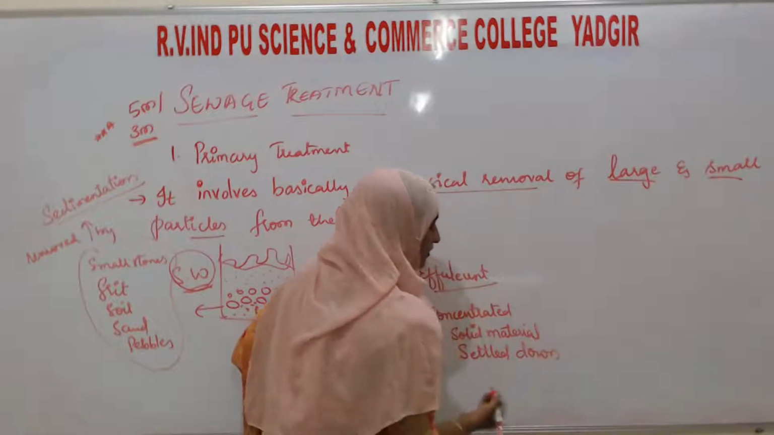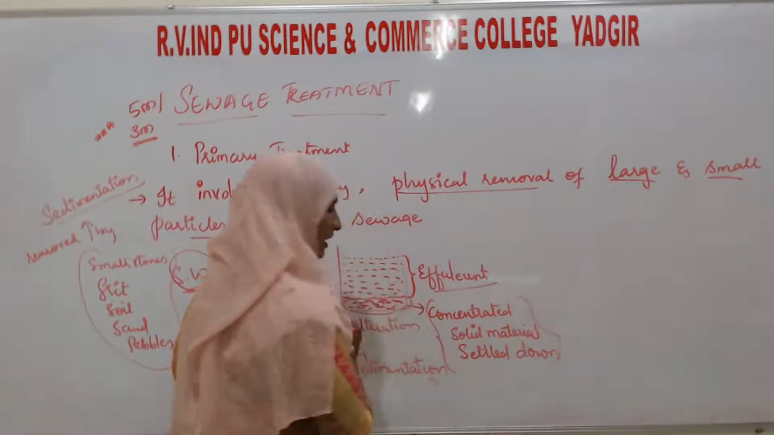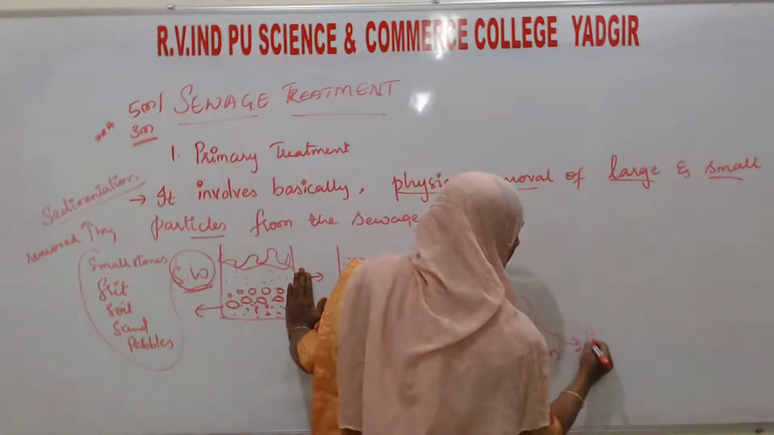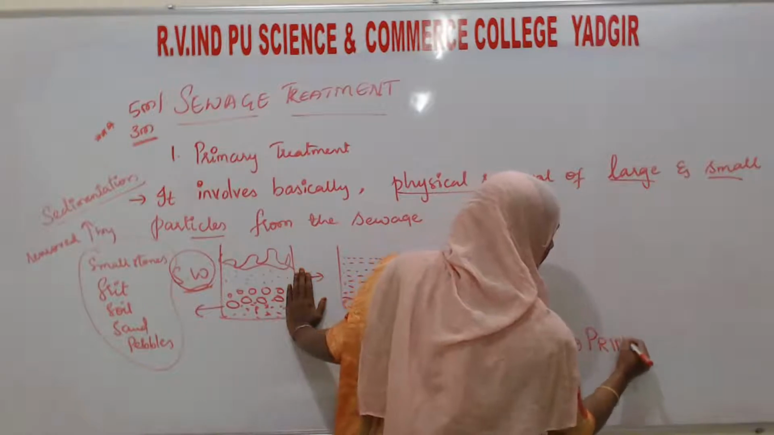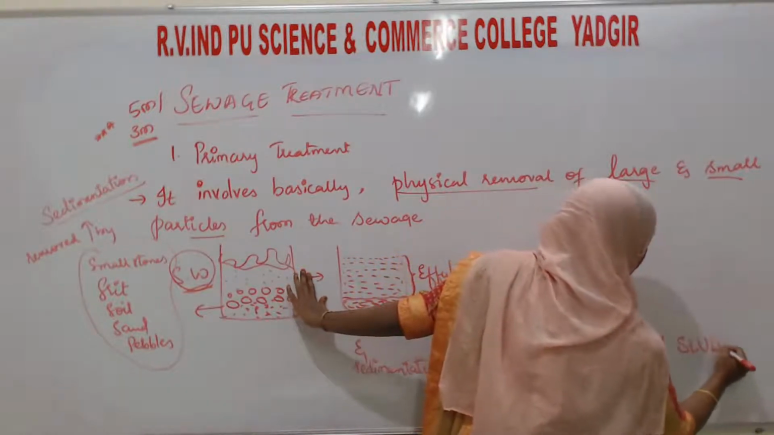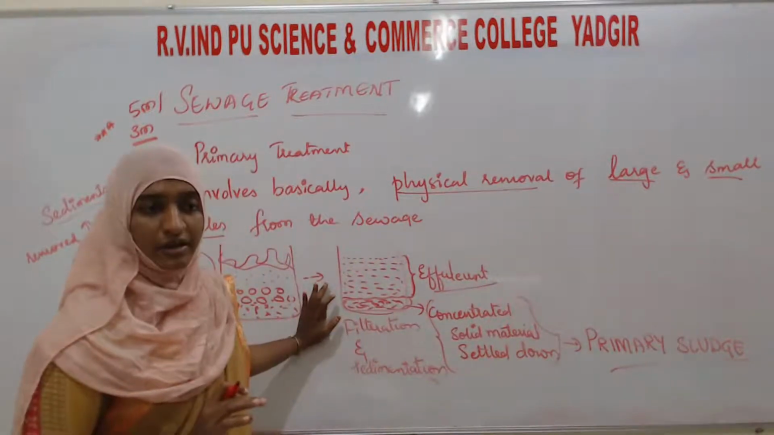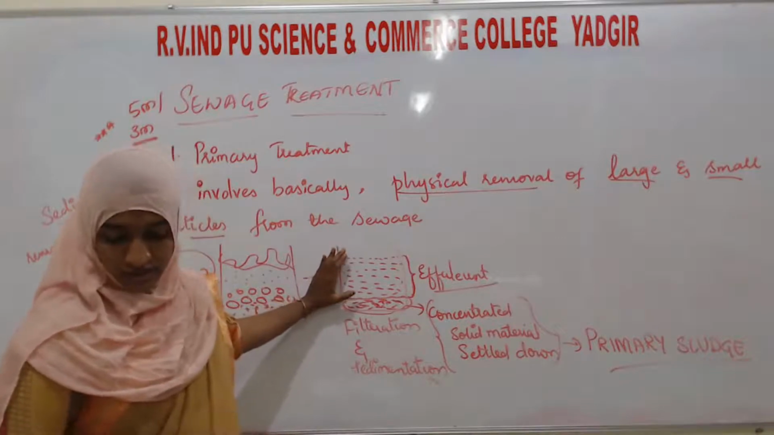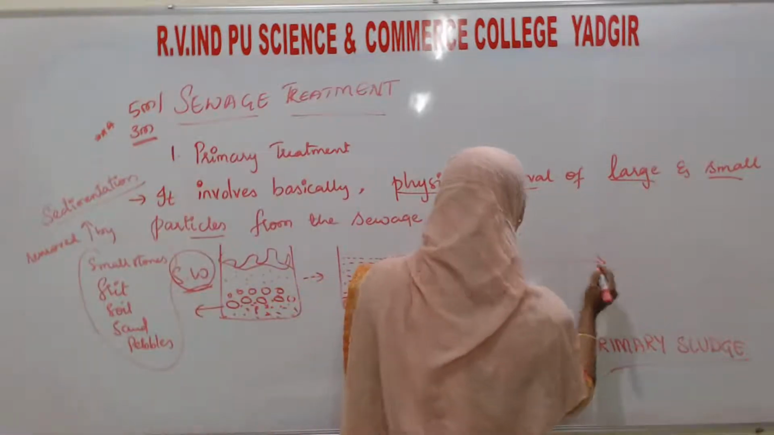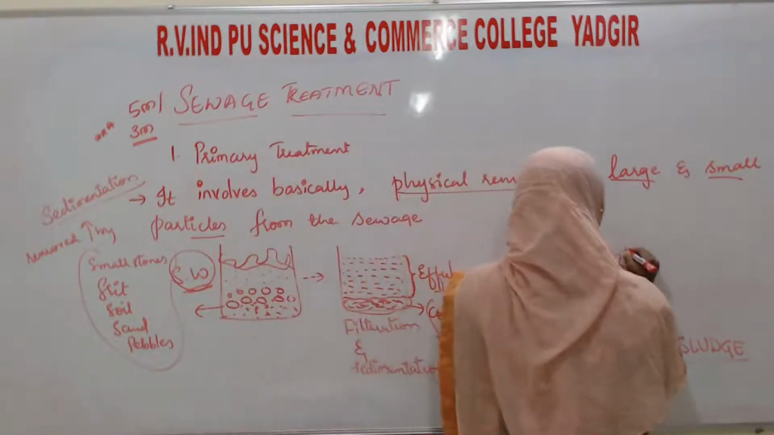Whatever effluent is remaining here, and the concentrated solid material which has settled down, this solid part you can call the primary sludge. So this solid part becomes the primary sludge. What about that effluent? That effluent is released or transferred for the secondary treatment.